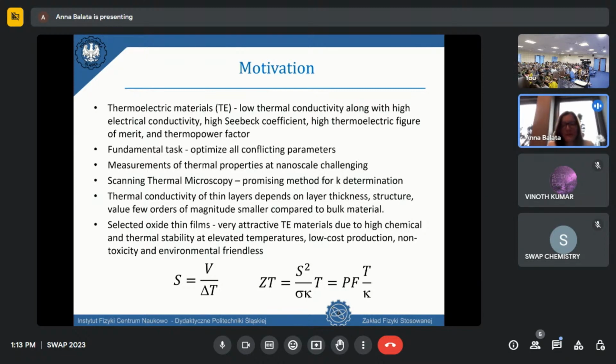And we can find in the literature that selected oxide thin films seem to be very attractive thermoelectric materials. They have a lot of advantages, like high chemical and thermal stability at elevated temperatures, and low cost production, non-toxicity, and environmental friendliness.